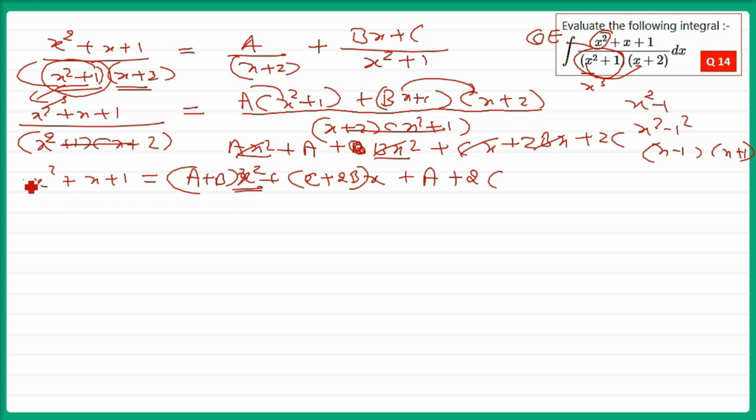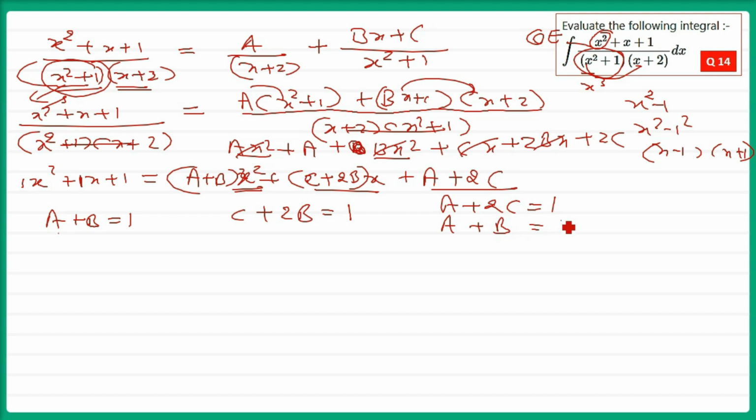We have to equate the coefficients. x square has coefficient 1 on the left and a plus b on the right, so a plus b equals 1. With the same logic, c plus 2b equals 1, and a plus 2c equals 1. If you are able to solve these three equations, you will get a, b and c. You can do it in any way. This is very simple for you, but I am trying to make it take minimum effort. So I am writing a plus b below a plus 2c, and subtracting these two, 2c minus b equals 0.